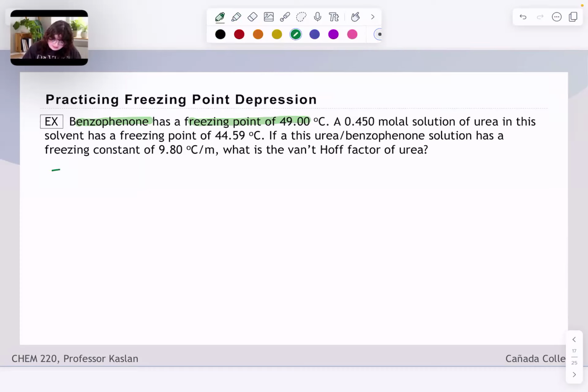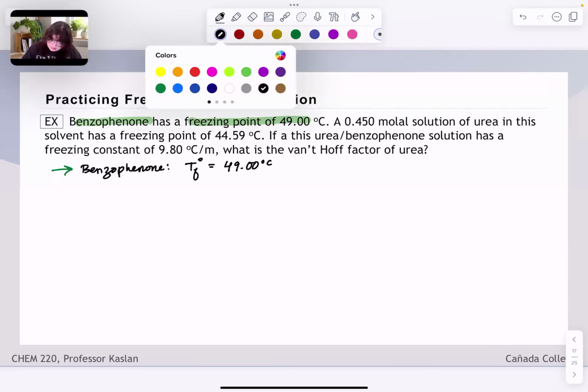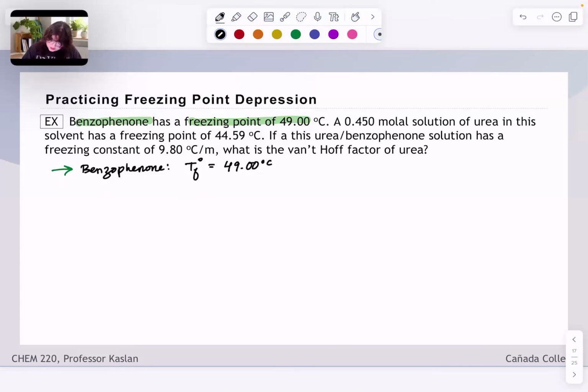So I'm going to start identifying what information I know about one substance. Benzophenone, we know that this is a pure substance, right? I haven't talked about a solution yet. I've just said this substance has a freezing point of 49.00 degrees C. And then let's see here, what other information do we have about benzophenone? None that I can see. So let's move on to our other component in solution.